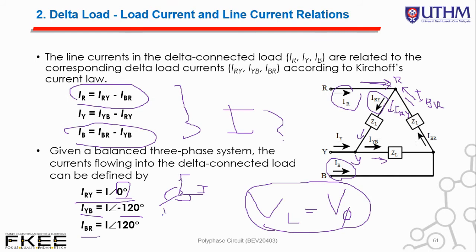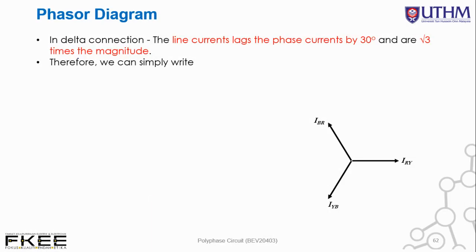IRY, IYB, IBR. And then the phasor diagram in delta connection: the line current lags behind the phase current by 30 degree, so this is minus 30 degree. And what happened to the line current? You have to multiply the magnitude by square root 3. Therefore, we can write the mathematical equation: IR is the line current, and this is the phase current, I phase. So IR equal to square root 3 I phase at minus 30 degree.